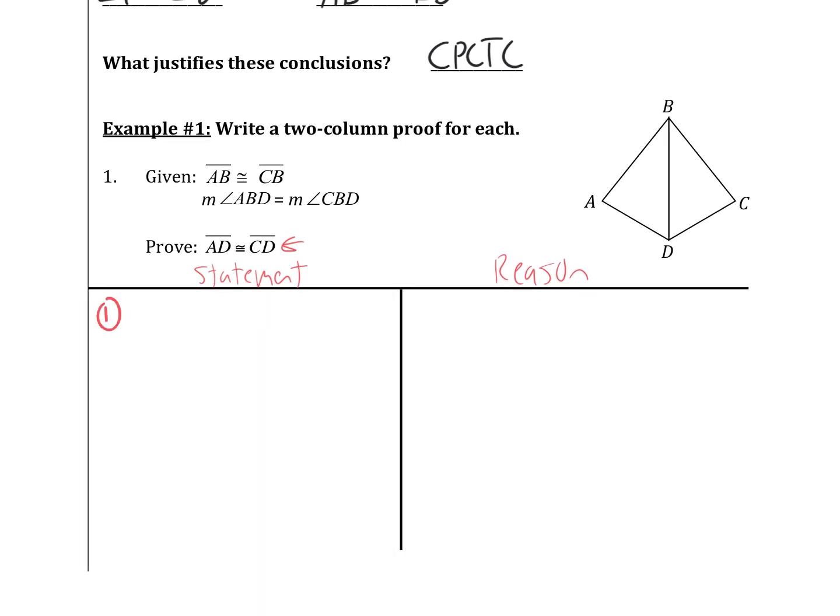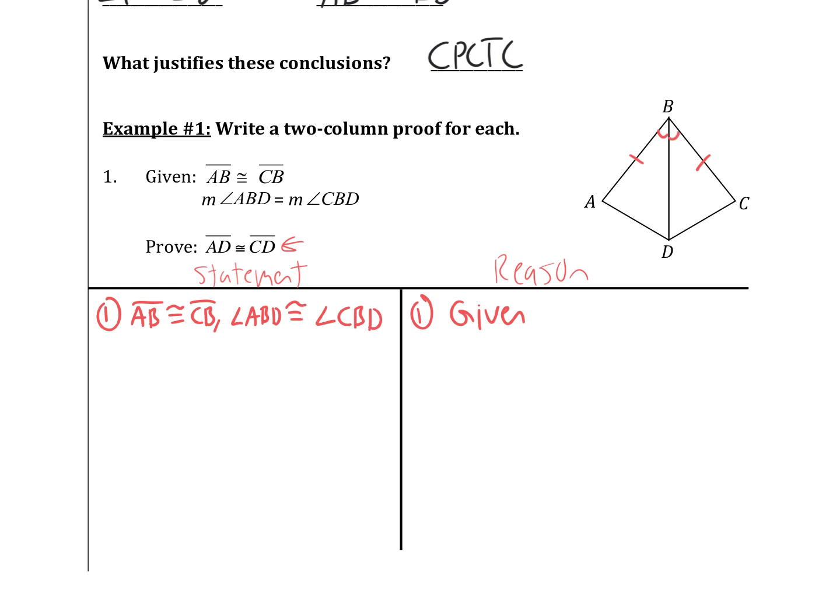So step 1, we're going to do our givens. AB is congruent to CB. And then also, I'm just going to write congruent, actually. I don't like this part here. The measure doesn't really matter. It's angle ABD is congruent to angle CBD. The reason for that is given. Okay, so now I'm going to mark what we know here. We know AB and CB are congruent. We also know ABD is this angle and CBD is this angle are congruent.